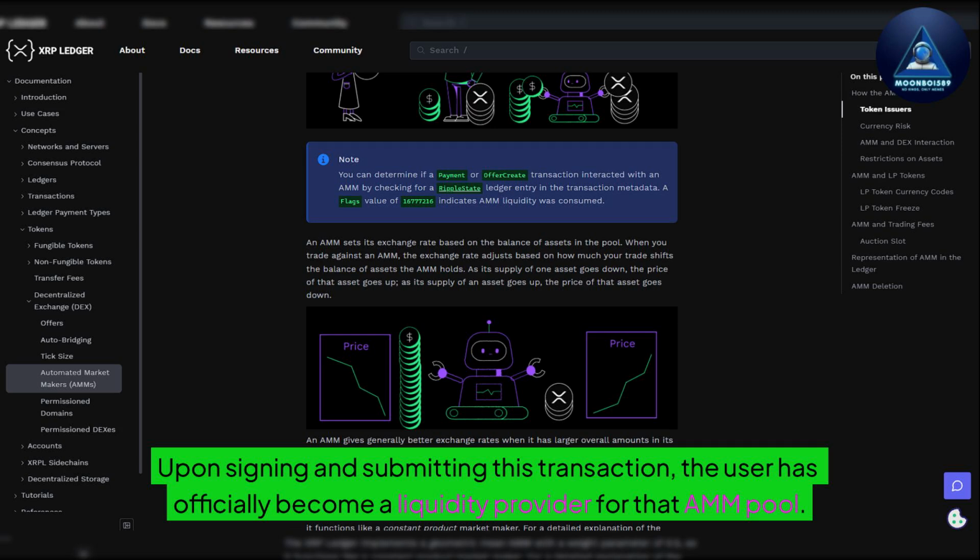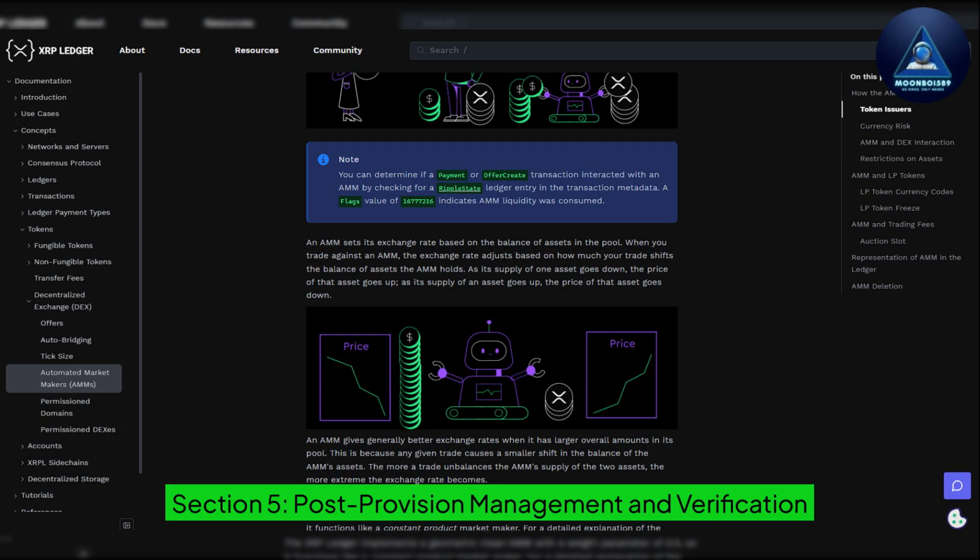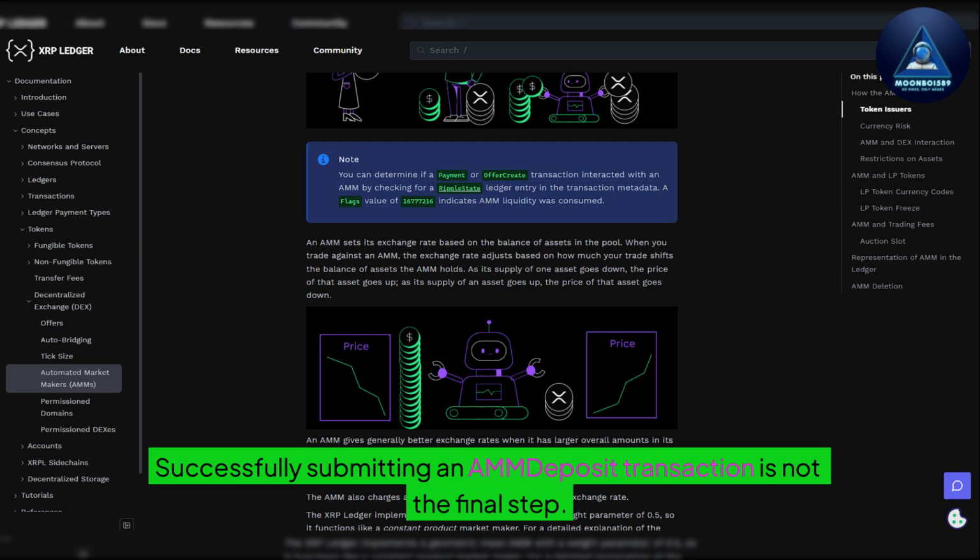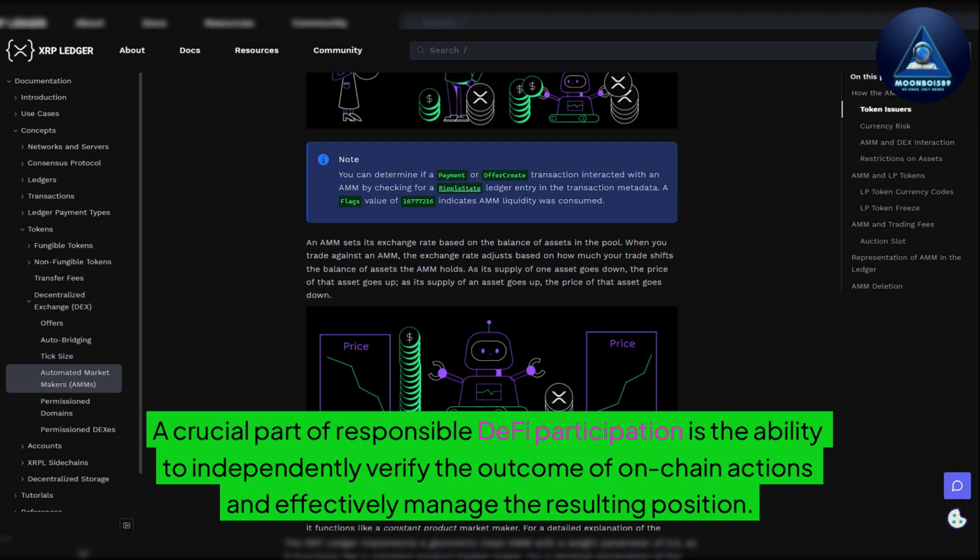Section 5. Post-provision management and verification. Successfully submitting an AMM deposit transaction is not the final step. A crucial part of responsible DeFi participation is the ability to independently verify the outcome of on-chain actions and effectively manage the resulting position. This section outlines the procedures for confirming a successful liquidity deposit, tracking the newly acquired LP tokens, and understanding the processes for withdrawal and governance.